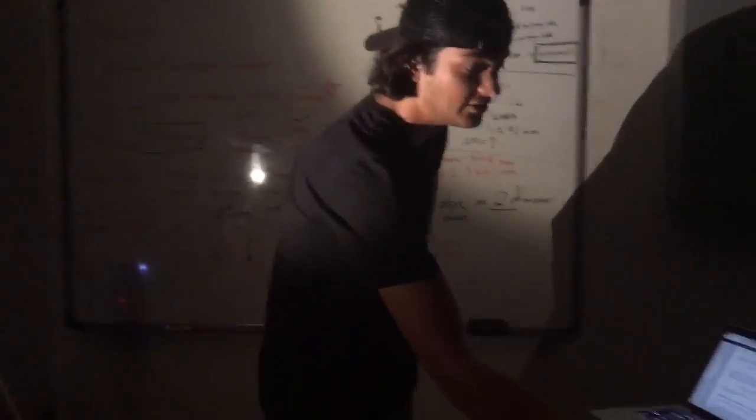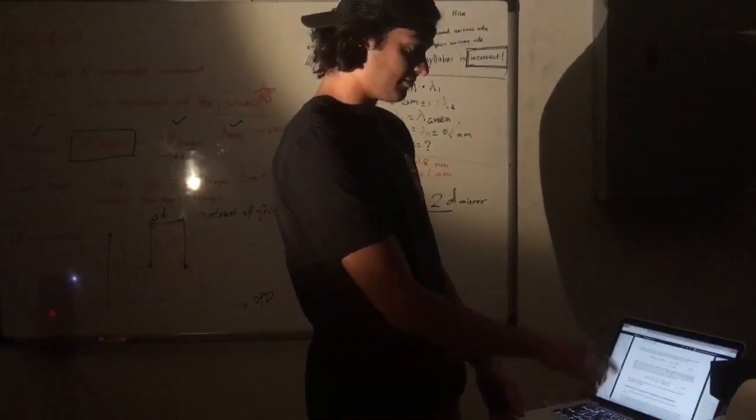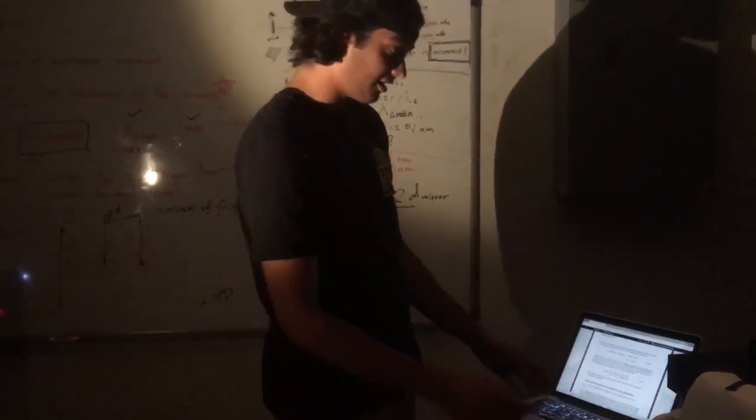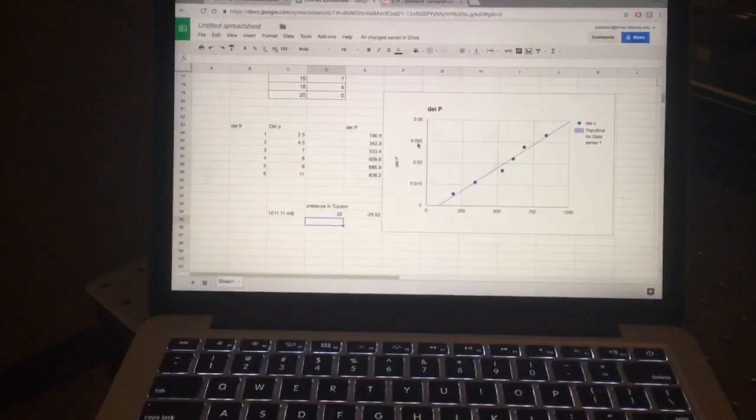To measure the refractive index of air, we measured various changes in pressure for changes in the fringes as we saw them walk across here. We took those numbers and plugged them into this equation right here to obtain a graph, which is right here.